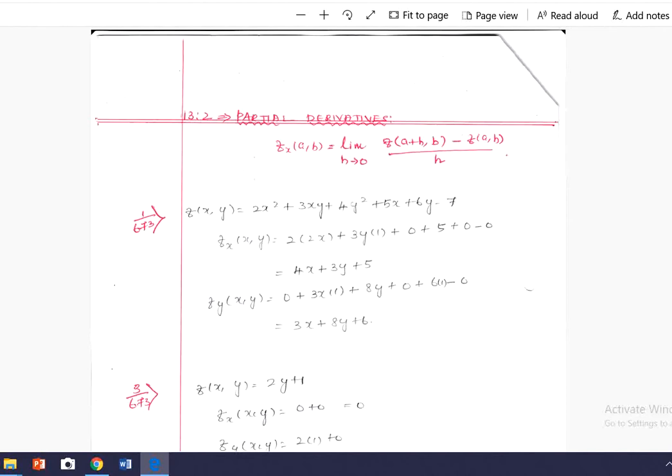And the next topic: we have finished until 13.1. Today we are going to see 13.2 and 13.3. 13.2 is about partial derivatives. It's just a continuation of the previous chapters only.